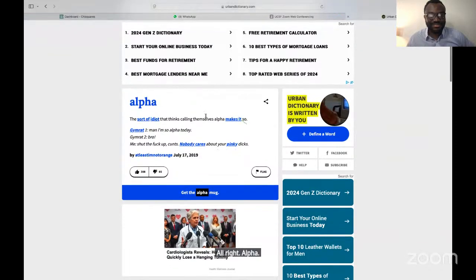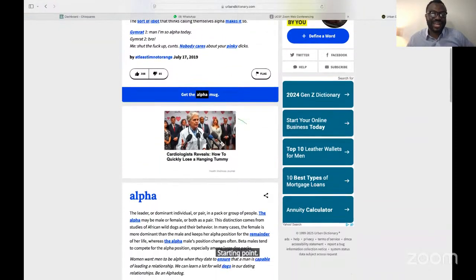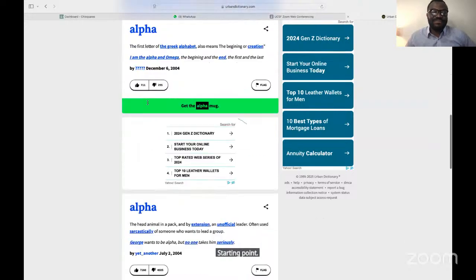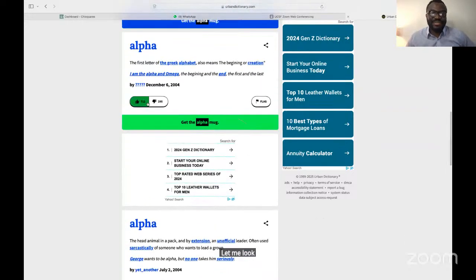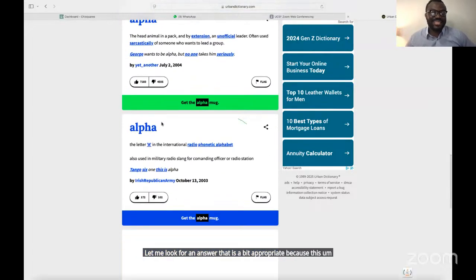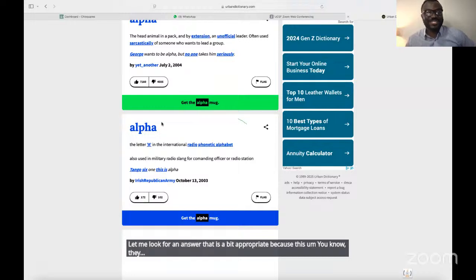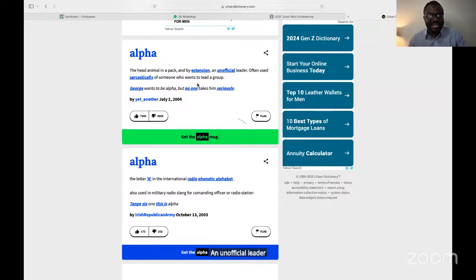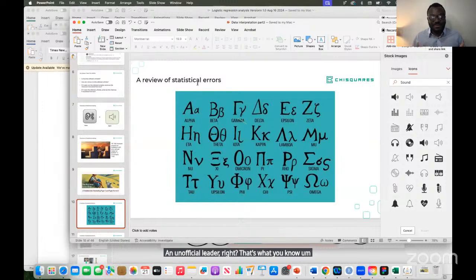Starting point. All right, so let me look for an answer that is a bit appropriate, because Urban Dictionary sometimes goes wild. All right, let's just go with this safe answer. The head animal in the pack, and by extension, an unofficial leader, right? That's how Urban Dictionary defines it.